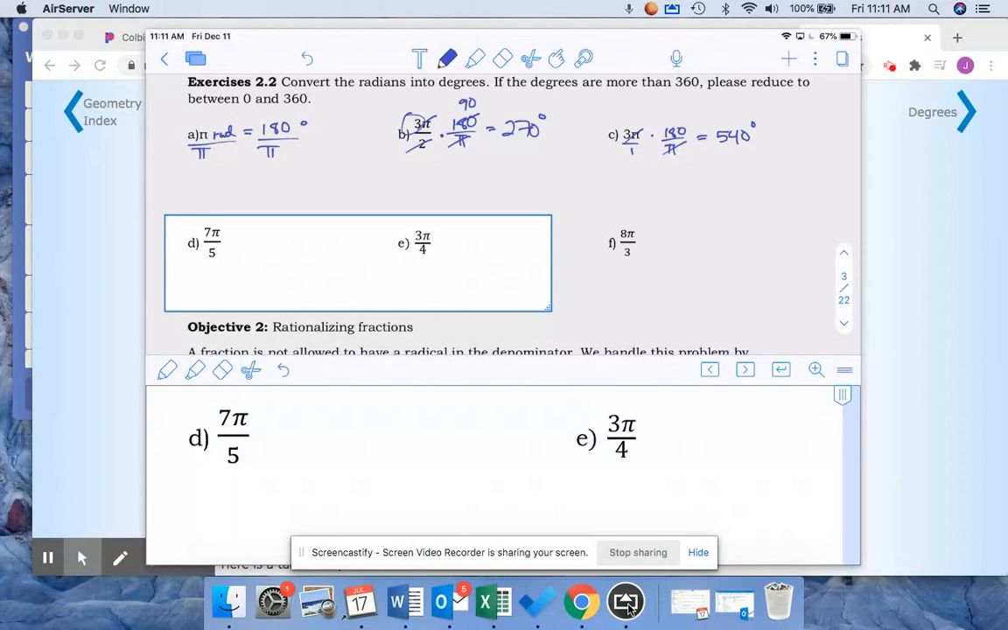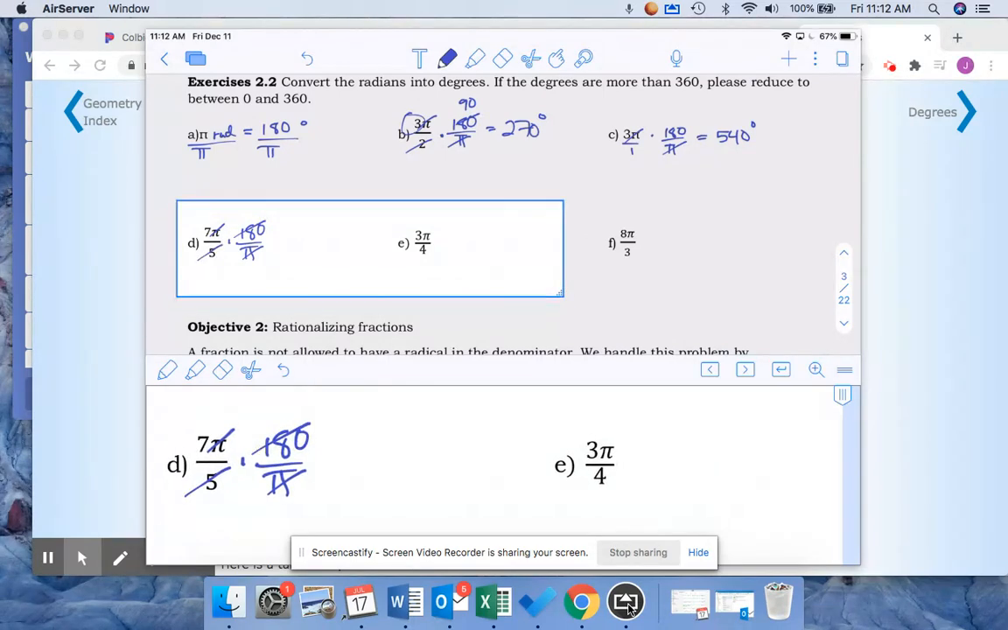All right, hopefully you had a chance to pause the video. Now we'll all do it together. So times by 180 over pi, cancel, cancel. 180 does end in 0, so I know it divides by 5. I'm just not sure into what. 36. And then 36 times 7, we get 252 degrees.